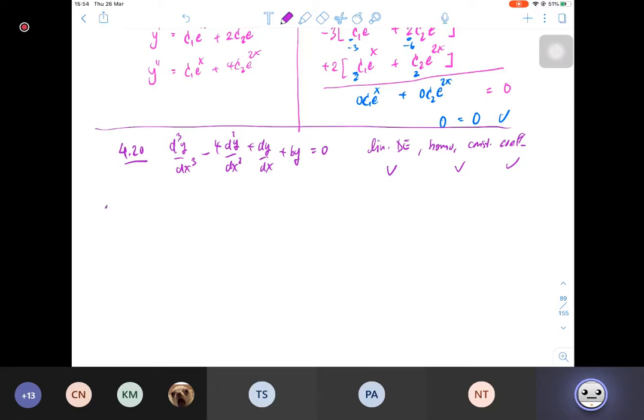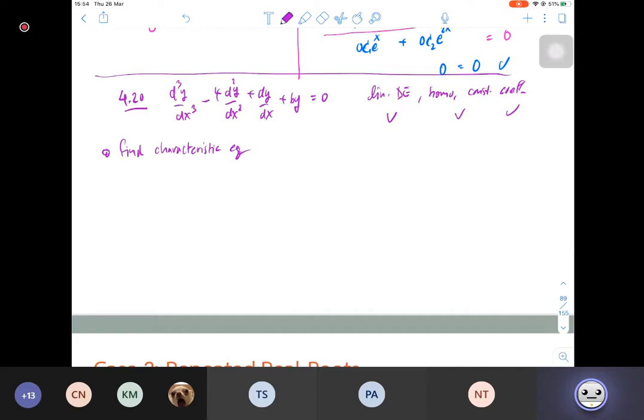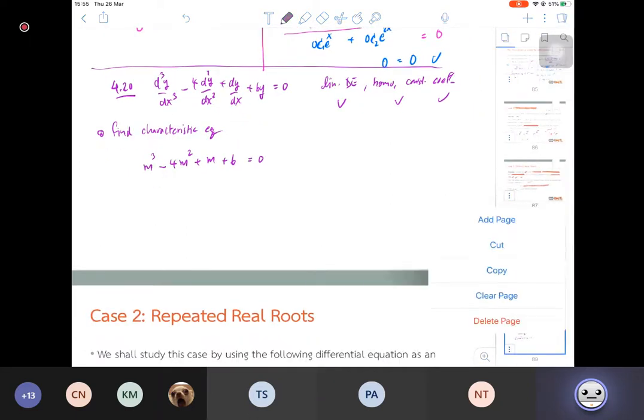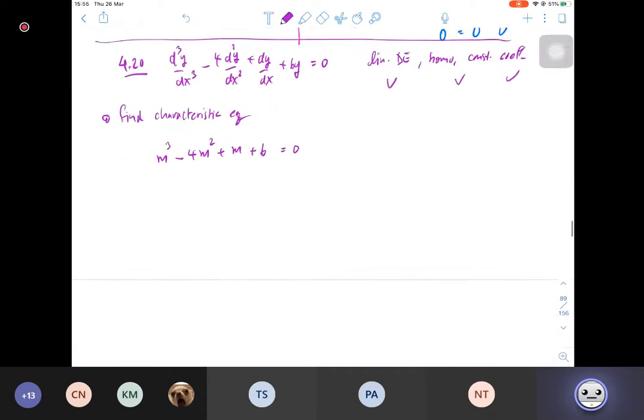All right. So the next step is to find the characteristic equation. To find the characteristic equation, you just take the order and put m instead of the derivative, right? So you have m cubed minus 4m squared plus m plus 6 equal to 0. Okay, how do you find m from here? So can you tell me what is m?